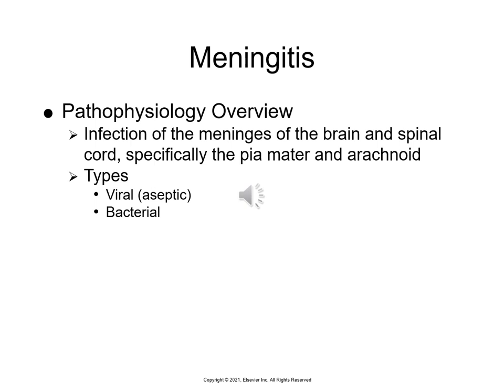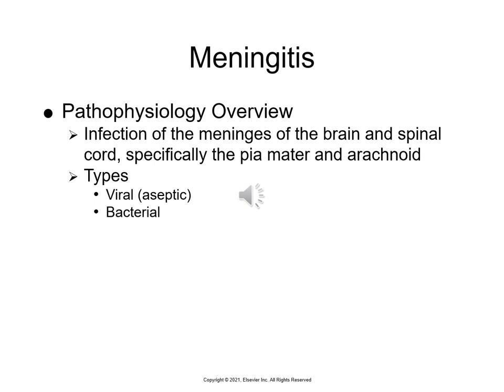This should likely be a review from A&P. You have three connective tissue coverings that encircle the brain and spinal cord. The spinal meninges surround the spinal cord and are continuous with the cranial meninges. Most superficial is the dura mater.